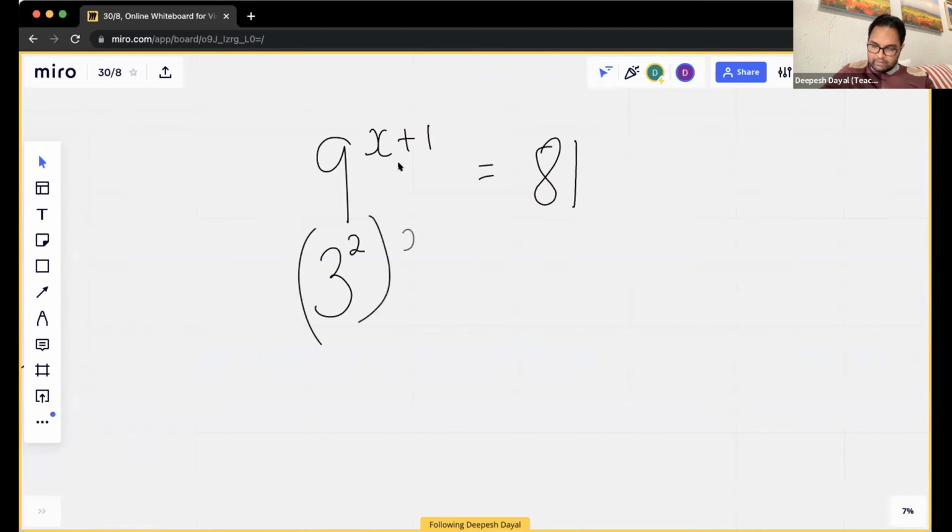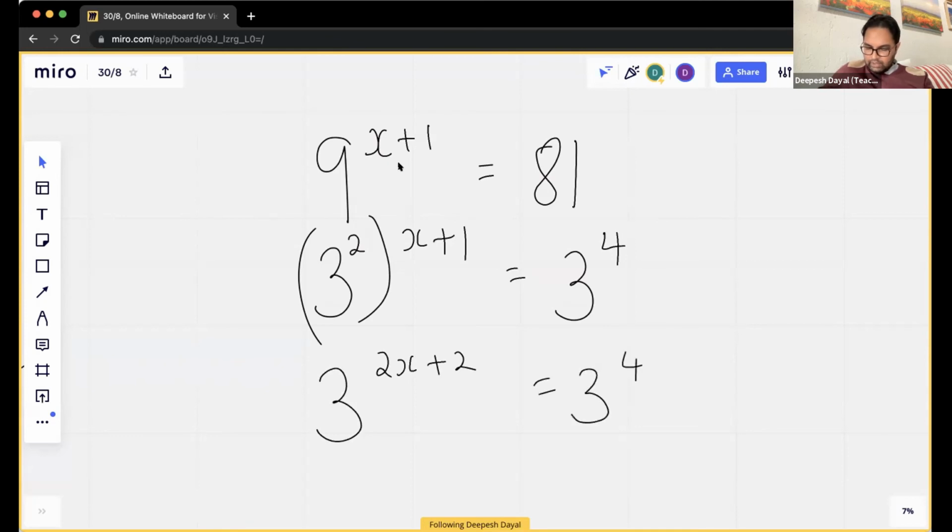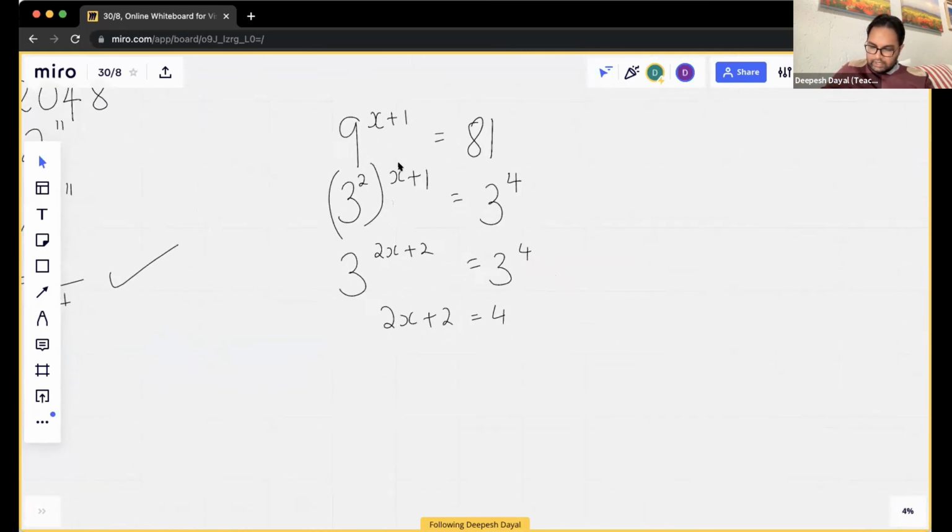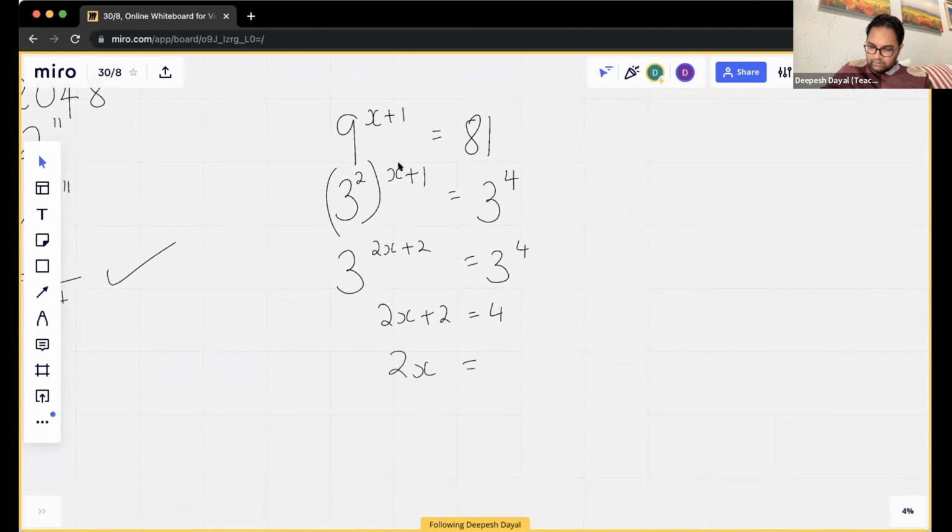And then x plus 1. And 81 we know is 3 to the power 4. So it's 3 to the power 2x plus 2 equals 3 to the power 4. So 2x plus 2 equals 4. And then we have 2x equals 2 and x equals 1, right?